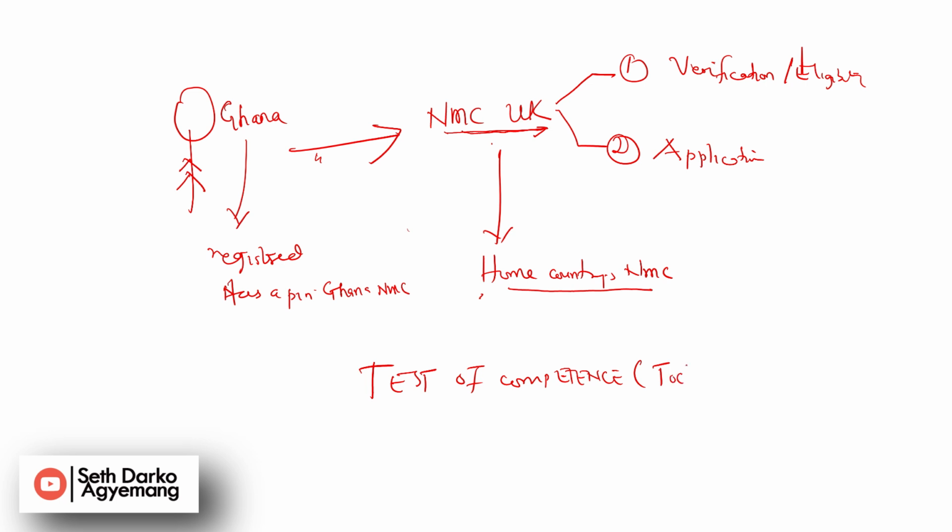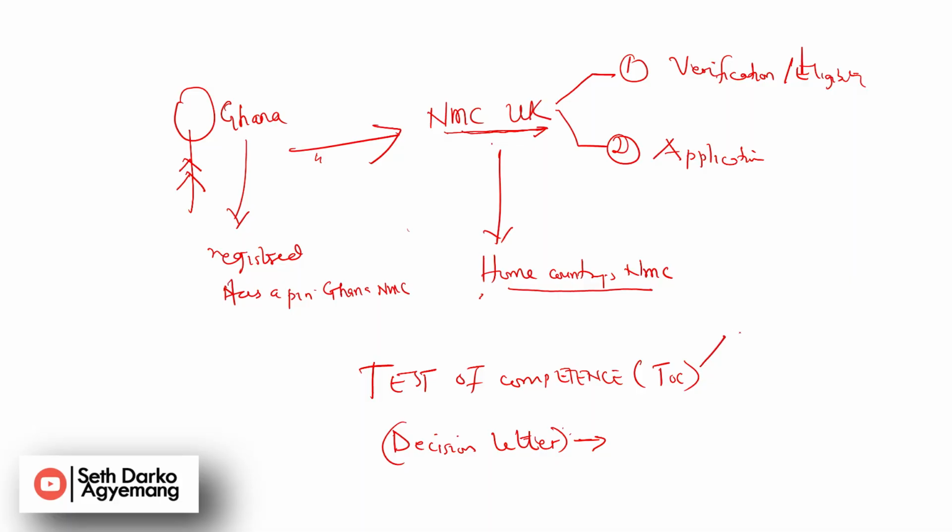The short form is TOC. The email you receive is called a decision letter. It means that the UK NMC has made a decision on you, and this authorizes you to go ahead and sit for the test of competence. Now, there are two tests of competence: the CBT, which is the computer-based test, and the OSCE, which is the objective structured clinical examination. These are the two tests of competencies, and once you get a decision letter, you are fit to go through this process.